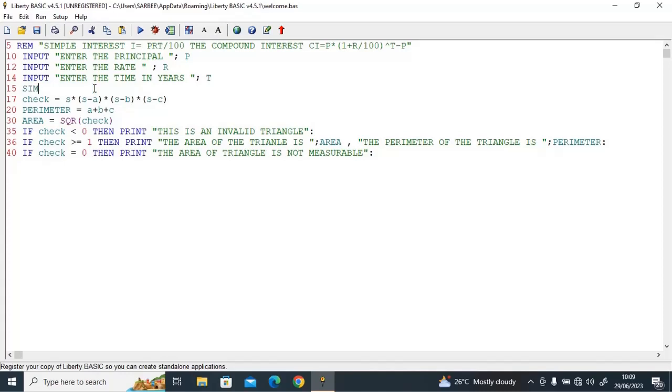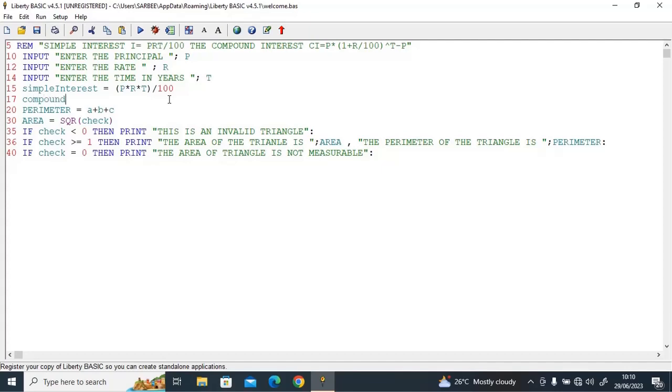So this is going to be simple interest. Simple interest equals P times R times T, everything over 100. Do you get that now? So we don't need to just check. Let's look for the compound interest now. Using this formula, we have compound interest.